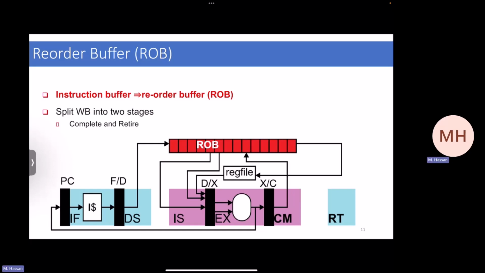So right now we split the write back stage into two: one that we call complete and one we call retire. The complete one will keep the result of the instruction in the reorder buffer instead of the register file temporarily, so it's an intermediate location, and you only retire instructions in order. What does it mean to retire instructions in order? You simply go through your reorder buffer and pick the one that is on the top. If it's not ready to retire, everything else stays as is.